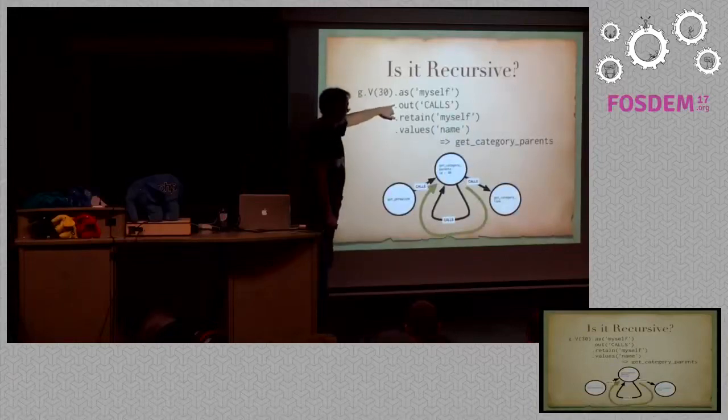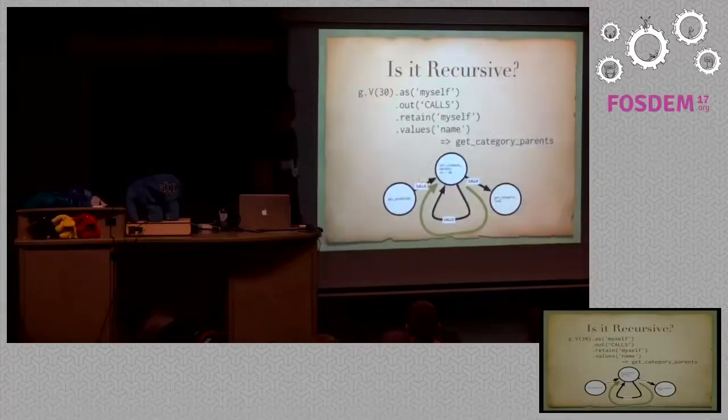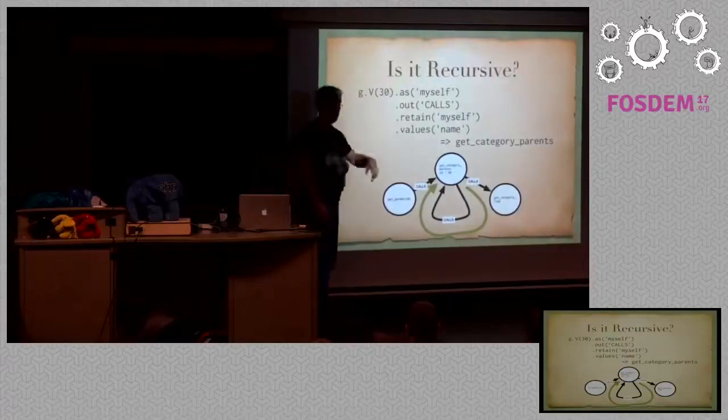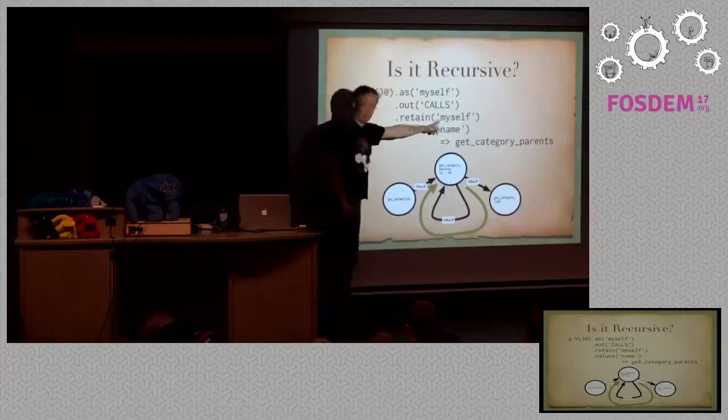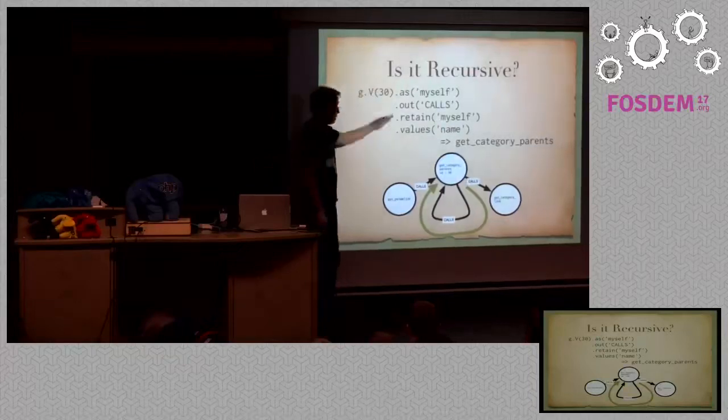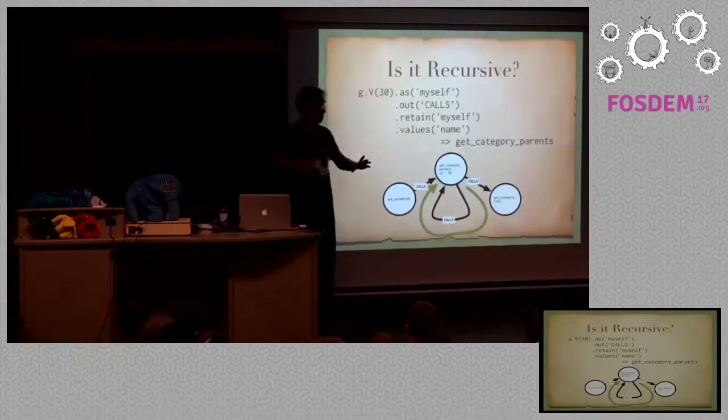What I have on top is okay: GV, out and values are okay. What you need are two more, which are as and retain. The one we actually need directly is retain. Retain means that I will only let things go if it's the value provided here. So this is a filter that says, if you give me a list of elements, I will only let those pass.